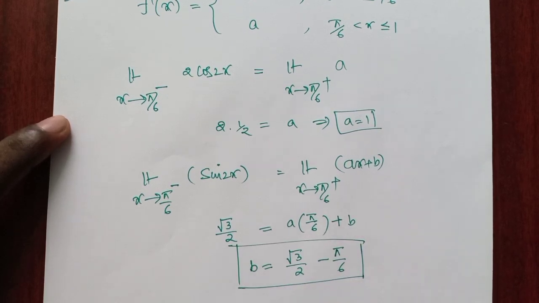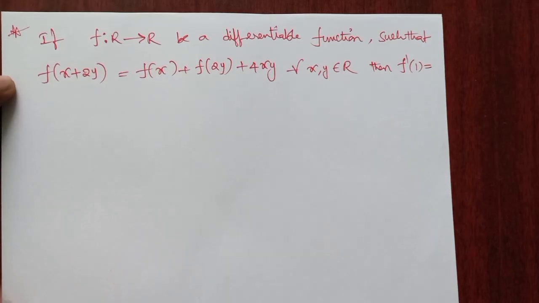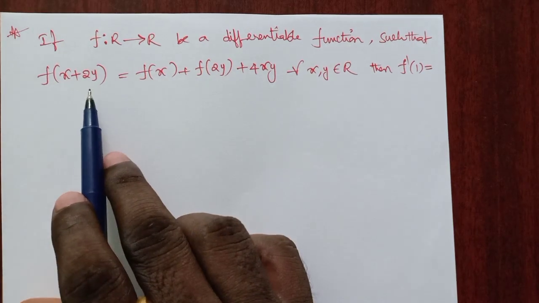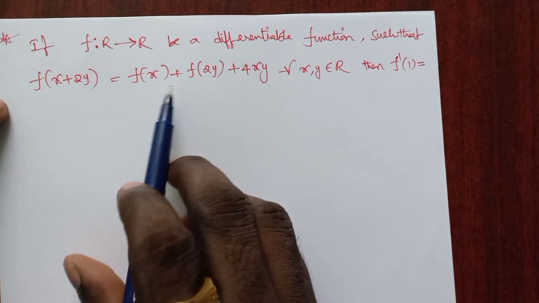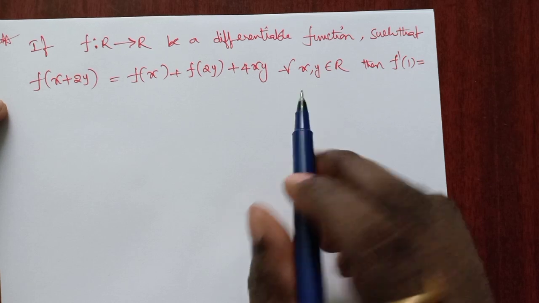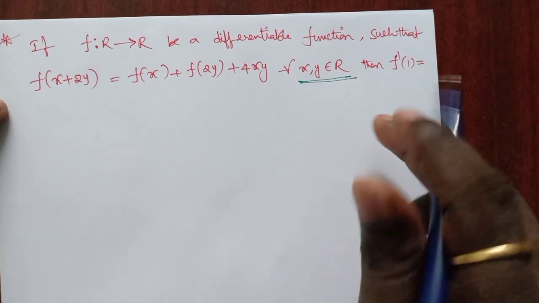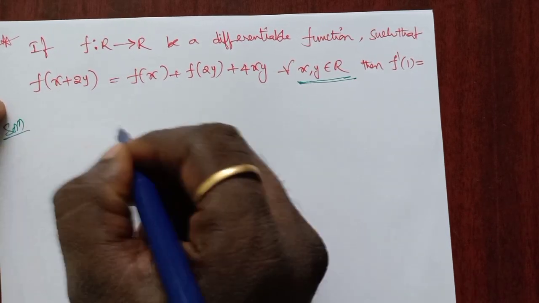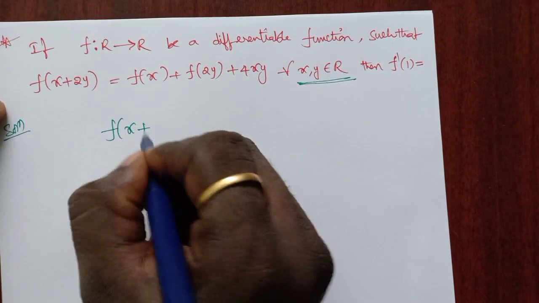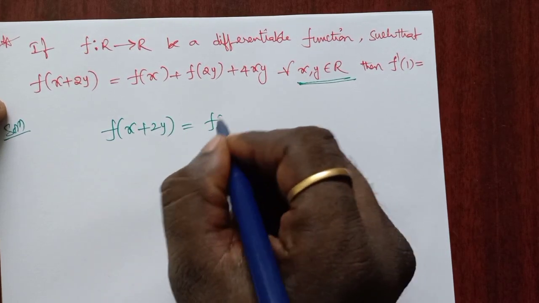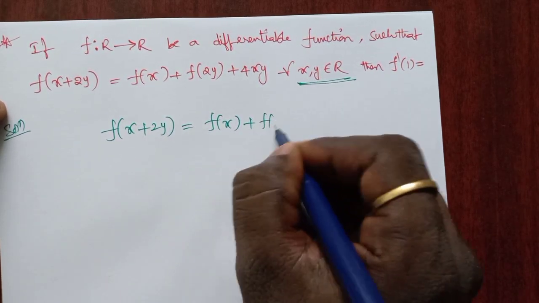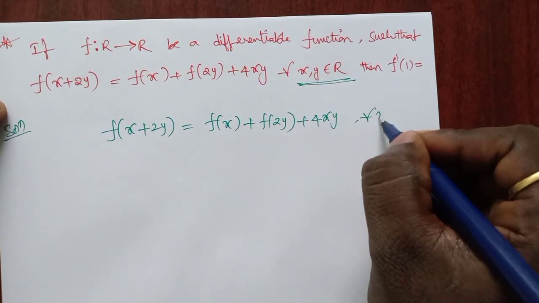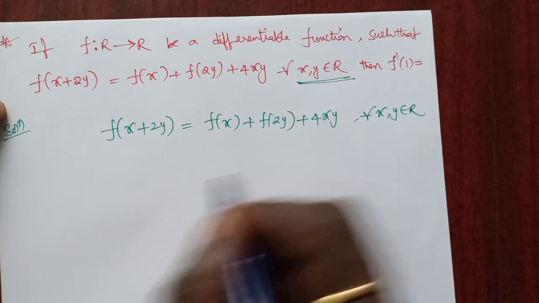Now coming to the third problem. f maps R to R be a differentiable function such that f of x plus 2y equals f of x plus f of 2y plus 4xy for all x, y belongs to R, then f dash of 1 is equal to. Now what is the given condition? That is f of x plus 2y equals f of x plus f of 2y plus 4xy, and clearly for all x, y belongs to R.